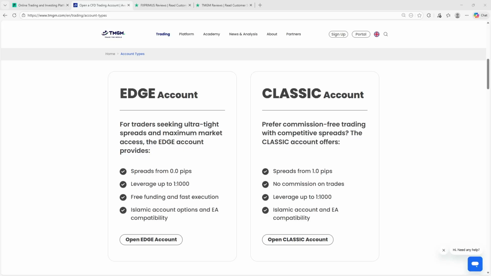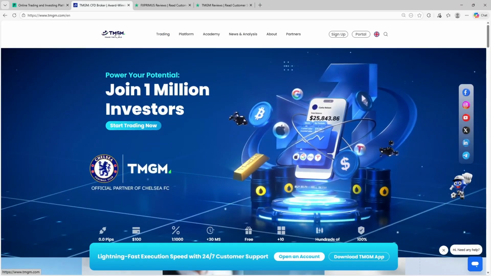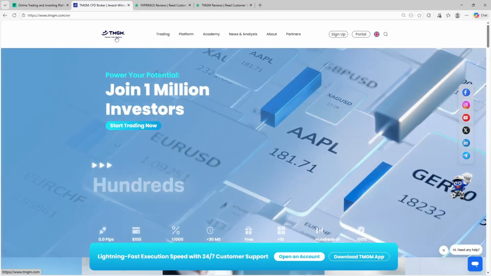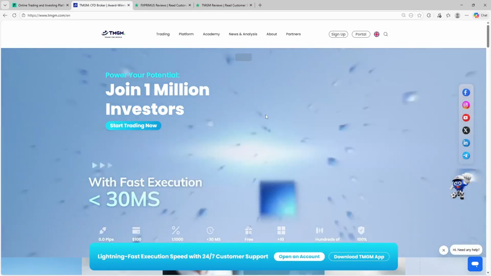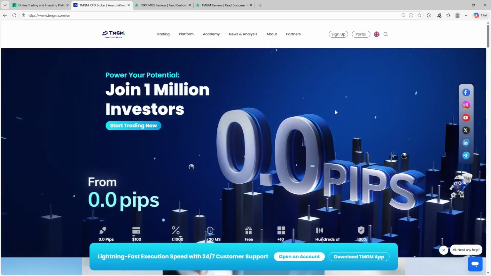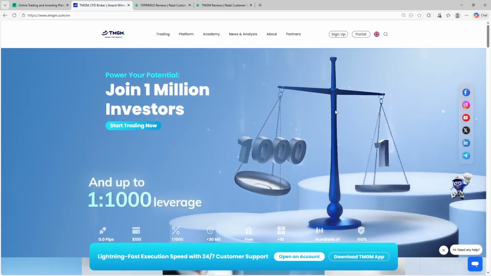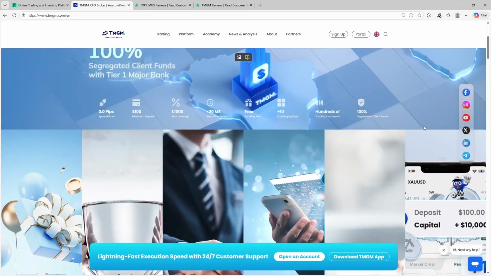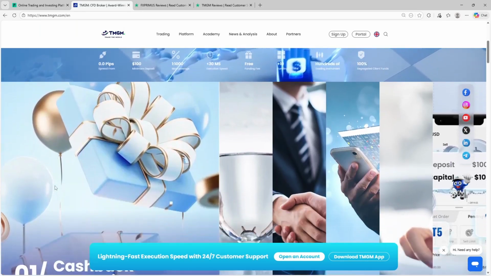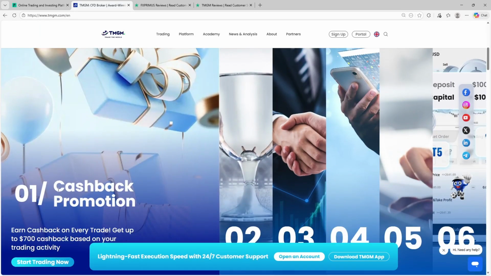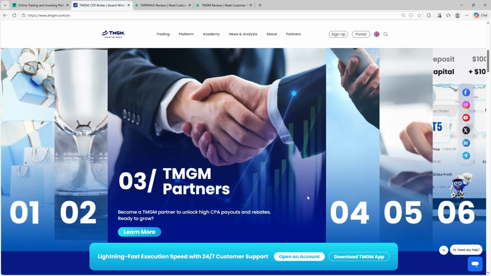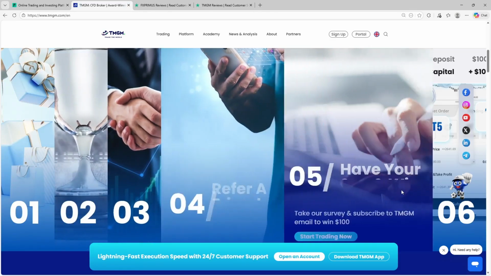Feature-wise, TMGM places strong emphasis on platform breadth and execution speed. Traders gain access to MetaTrader 4 and MetaTrader 5, along with infrastructure designed to support expert advisors, low latency execution, and fast order processing. Market coverage includes Forex, indices, commodities, metals, cryptocurrencies, and shares, providing broad diversification without forcing traders into overly complex product menus.